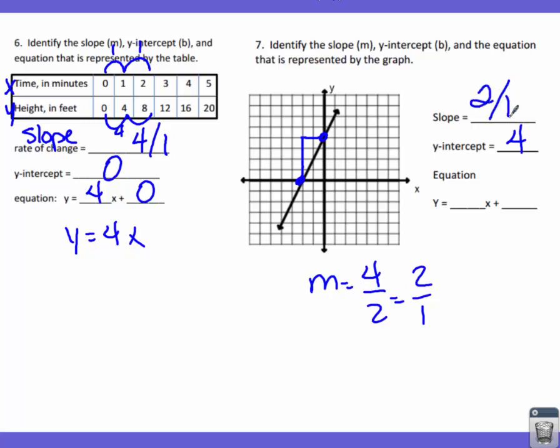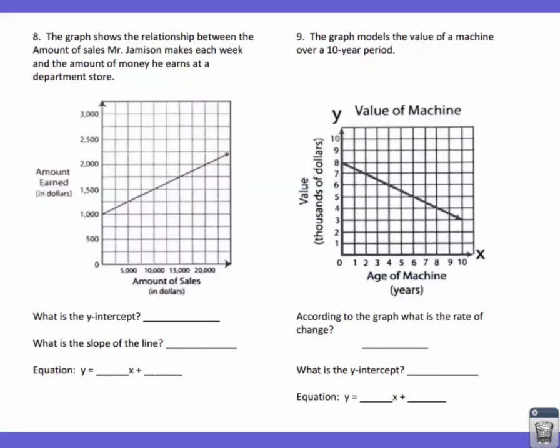2 over 1. All right, so now what would the equation be? Well, I'll take the slope, plug it in here, y-intercept, plug it in there. Should be a no-brainer on those. Okay, last 3 questions. Question number 8.